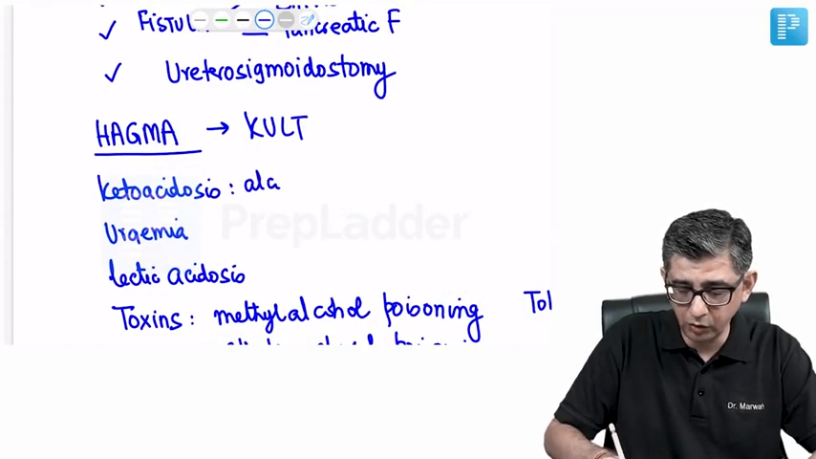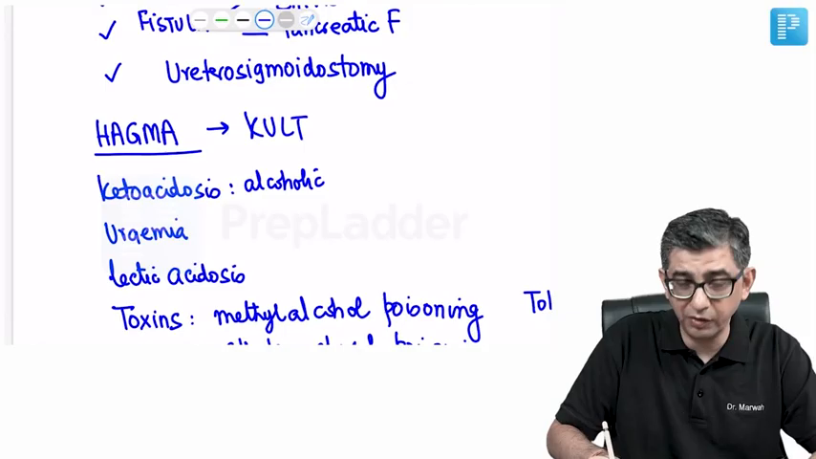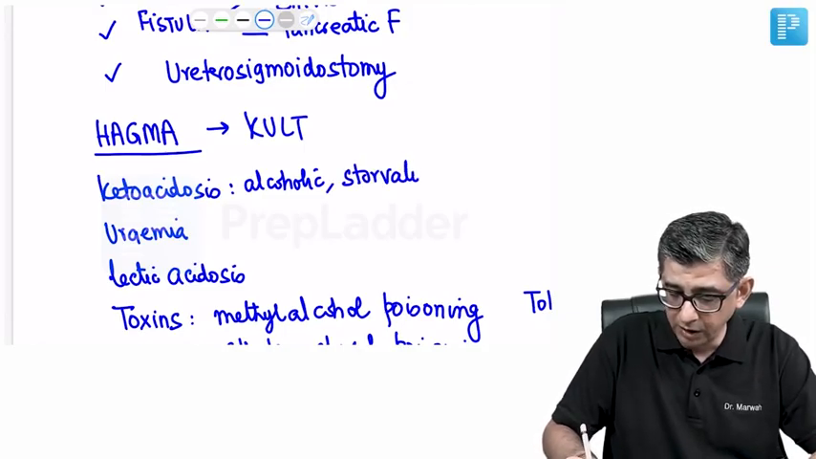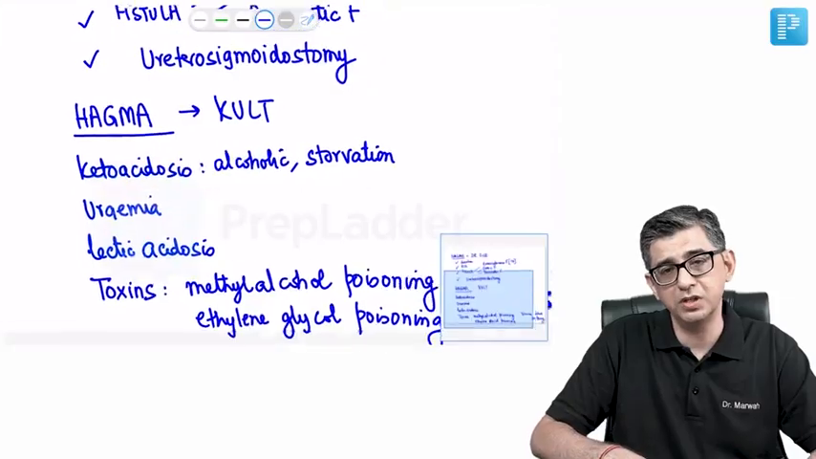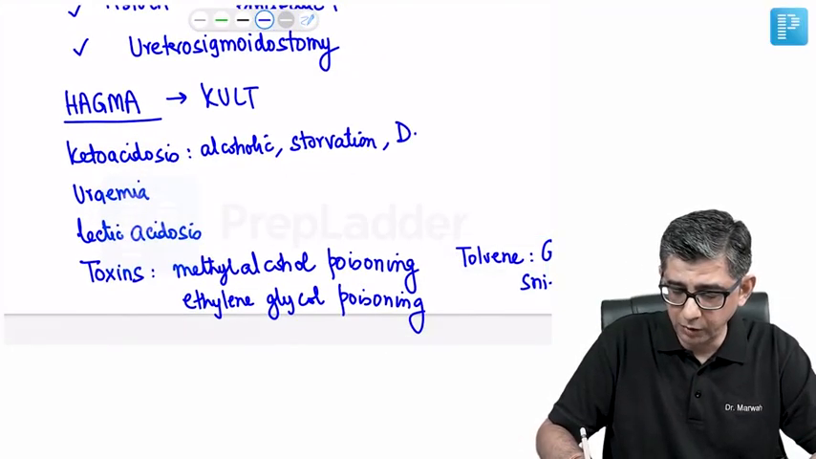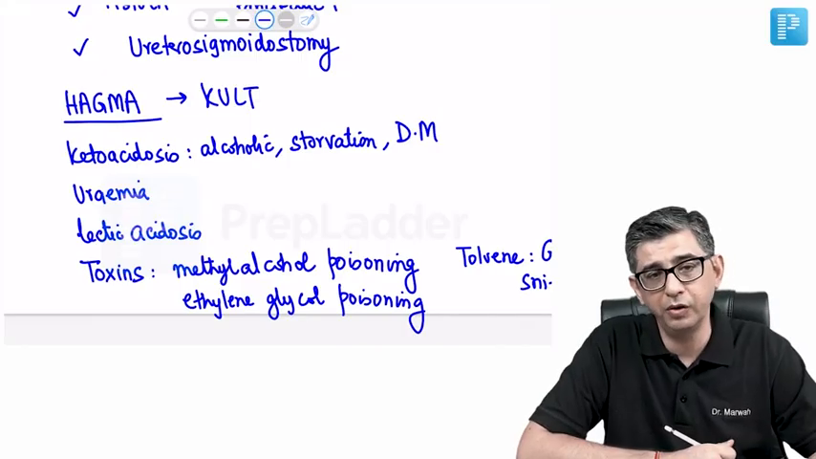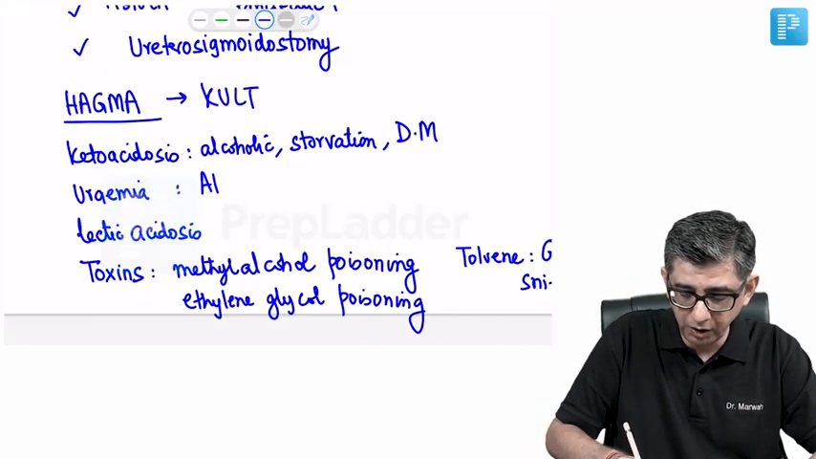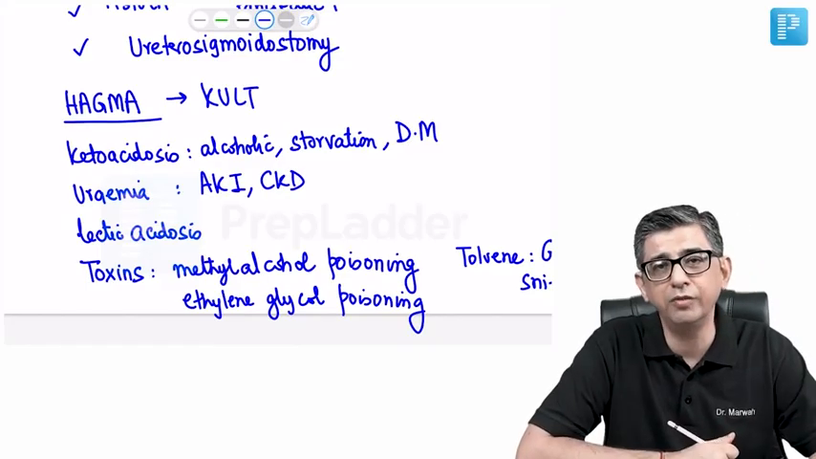He can give you a scenario of an alcoholic having ketoacidosis. It could be a farmer who has gone on hunger strike and post starvation is ending up with ketoacidosis, or the traditional diabetes mellitus patient who ends up in ketoacidosis as well. Then would be uremia. For uremia, it could be acute kidney injury, it could be chronic kidney disease, or you could just use the word kidney failure.